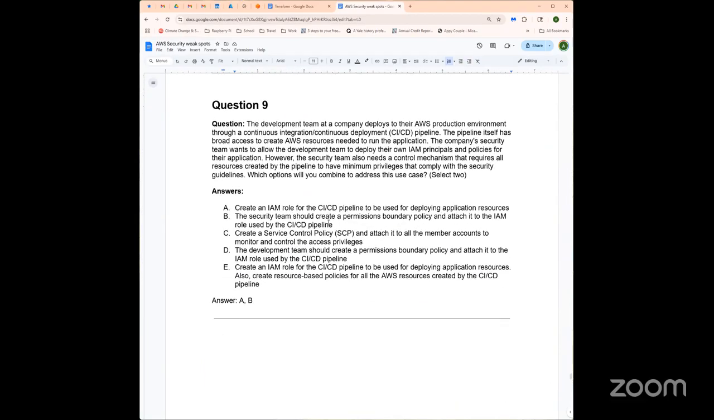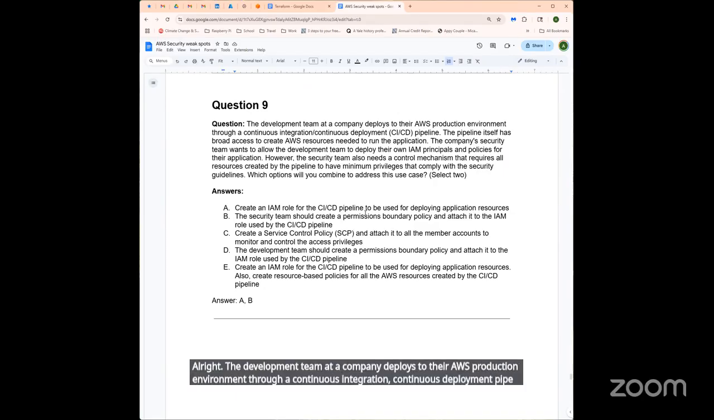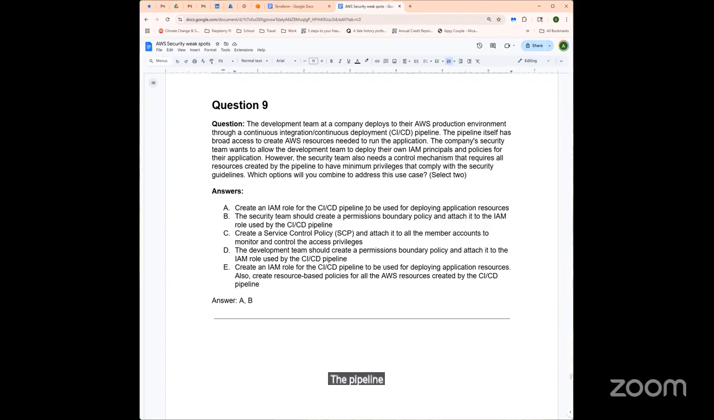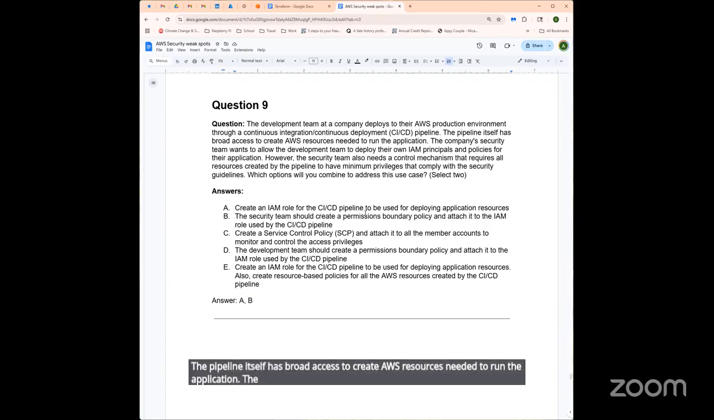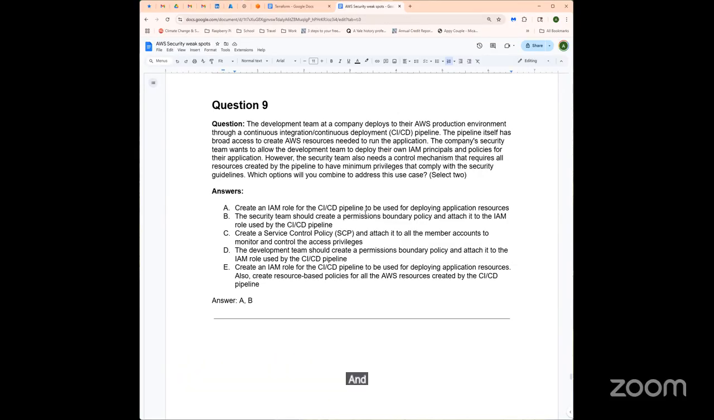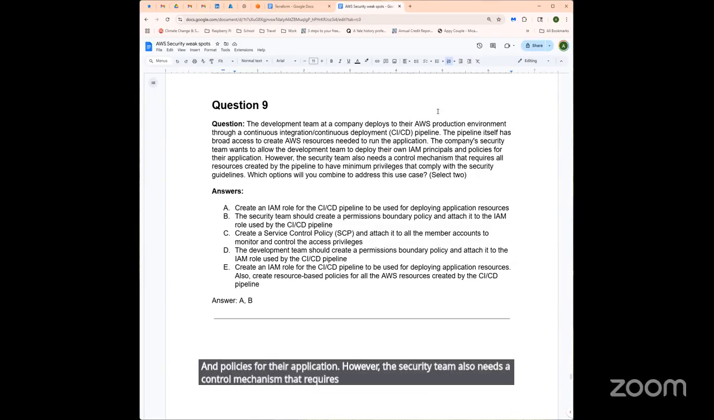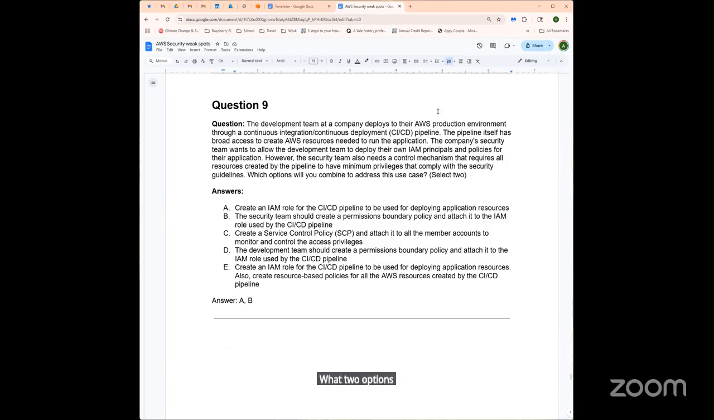All right. The development team at a company deploys to their AWS production environment through a continuous integration, continuous deployment pipeline, CI/CD. The pipeline itself has broad access to create AWS resources needed to run the application. The company's security team wants to allow the development team to deploy their own IAM principals and policies for their application. However, the security team also needs a control mechanism that requires all resources created by the pipeline to have minimum privileges that comply with the security guidelines. What two options will you combine to address this? So this is saying A and B.